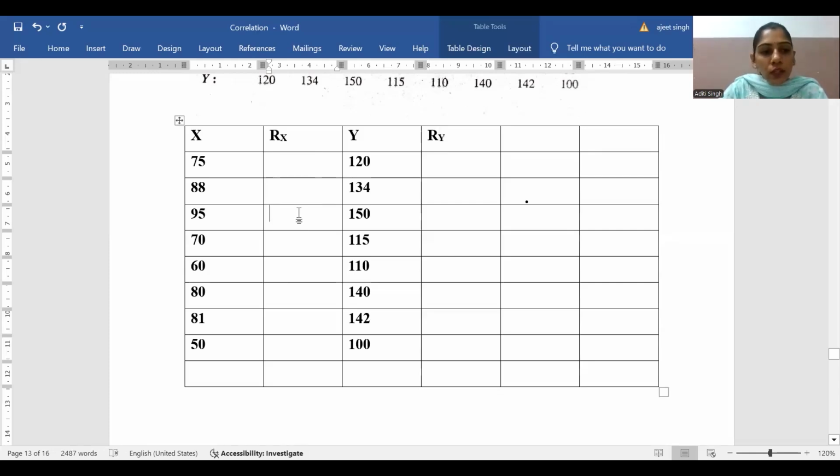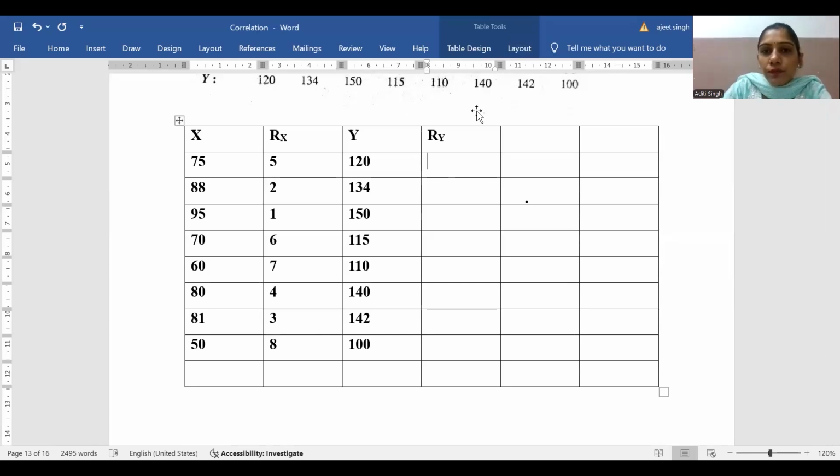95 is the highest value, so we give it 1. After that 88, then 2. After 88, the value is 81, so we give it 3. After that 80, we give it 4. After 80, the highest value is 75, so this is 5. After 75 it is 70, so let's give it 6. After 70 it's 60, so let's give it 7. And after 60 the value is 50, so let's give it 8.